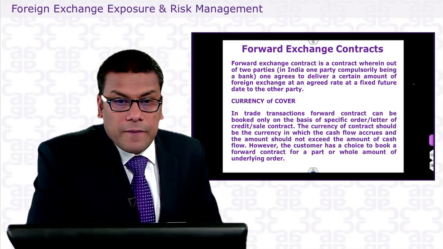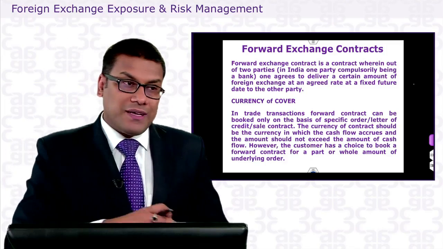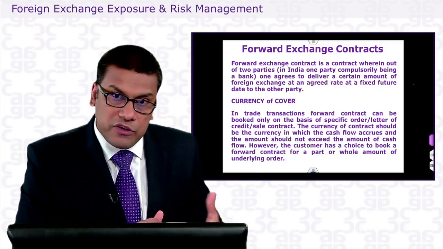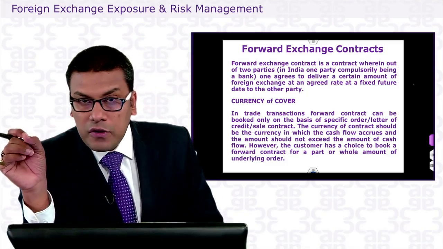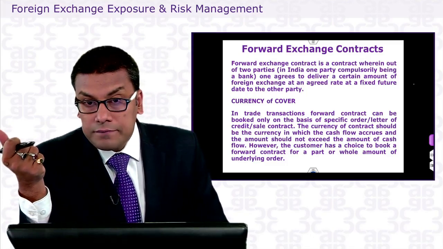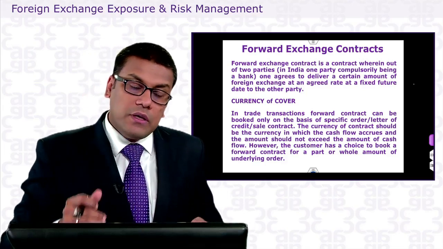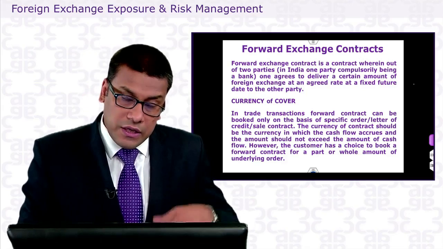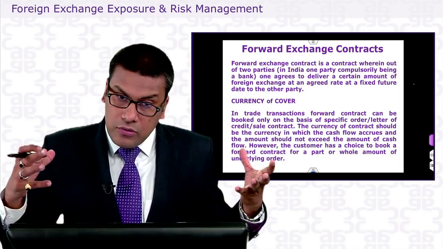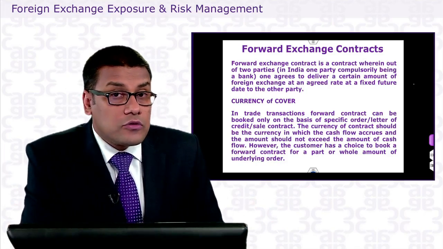Again, the contract cannot exceed the amount of this cash flow. That means if your consignment, on your letter of credit, on a sales contract, on documentation that you have produced to your bank, is worth $1 million, then you cannot take up a forward contract in value terms of more than $1 million. So these are some prohibitions, some restrictions: you can only take up a currency of cover, which is the currency in which you are doing a transaction and expecting a cash flow, and the total value of the forward contract cannot exceed the total cash flow that you are expecting.